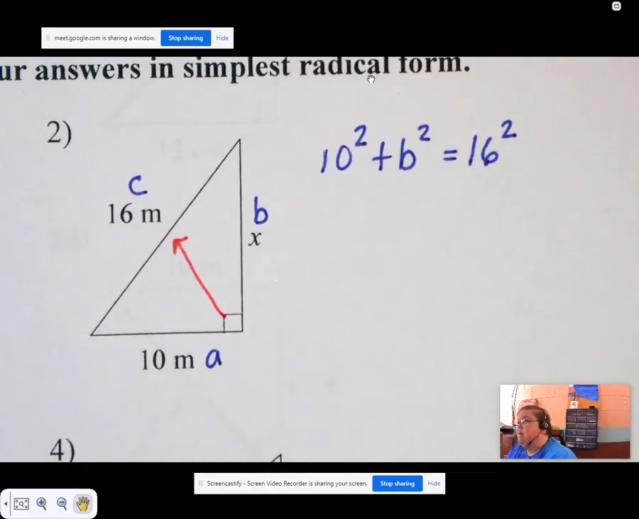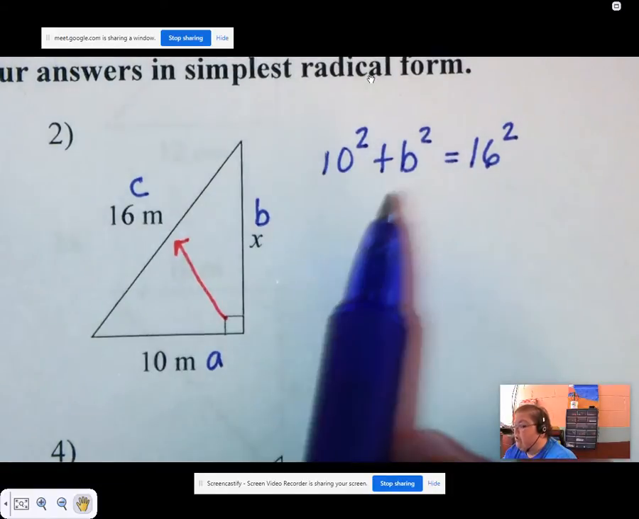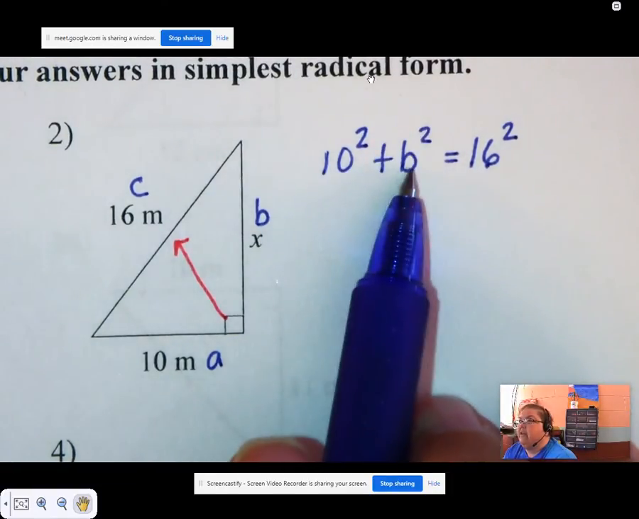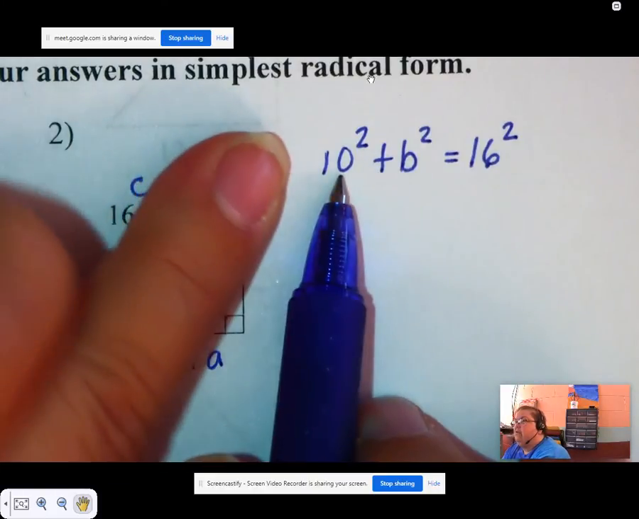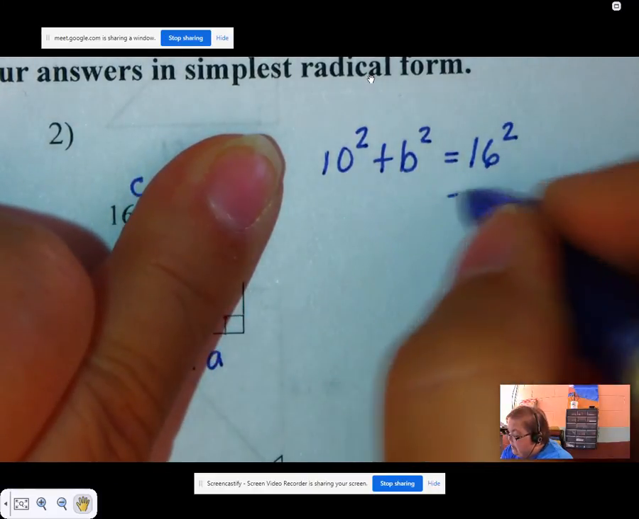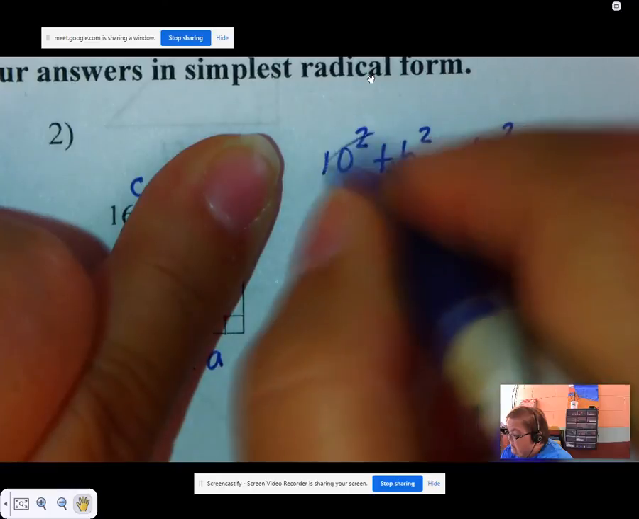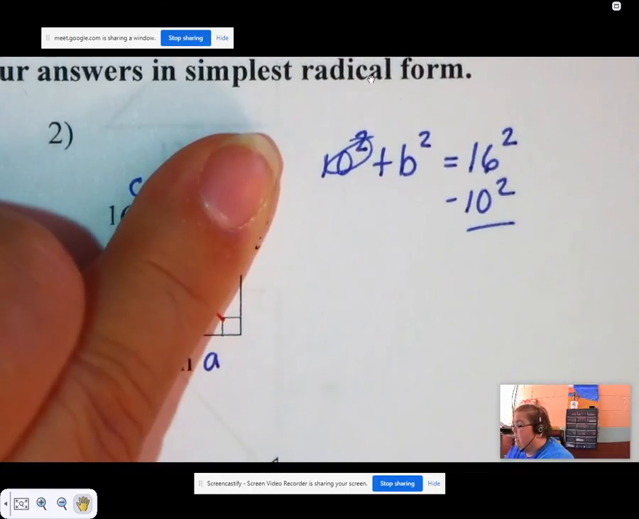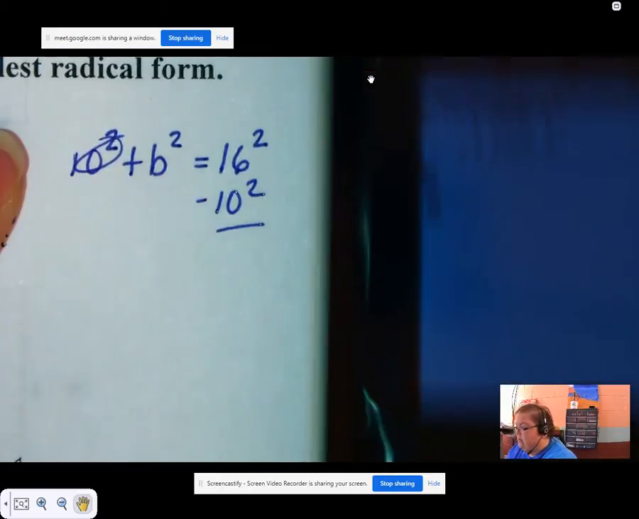Okay. Now, I have to solve for this B squared. I got to get it alone. So what have I got to do with this 10 squared? Subtract it from the other side. Now it's a 0. You're going to type that in your calculator. Your calculator is going to do it.